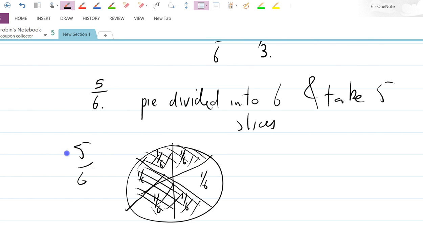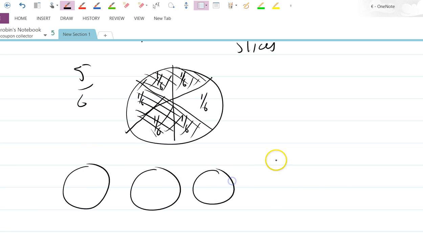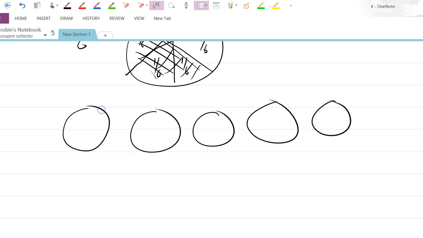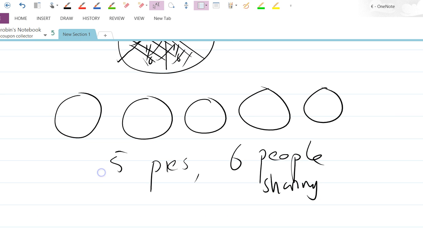There's another way to think about 5/6, which is that if I've got 5 pies, 1, 2, 3, 4, 5 pies, and 6 people sharing it. Yeah, 5 pies shared between 6 people. So you'd like a pie each, but you can't do it. So what you've got to do is take off a little slice like that.